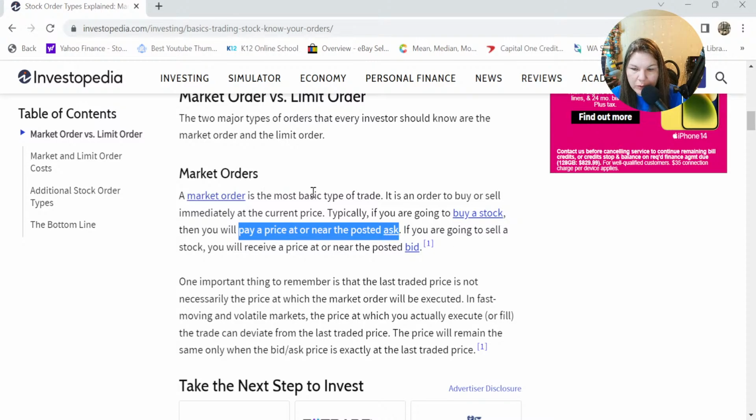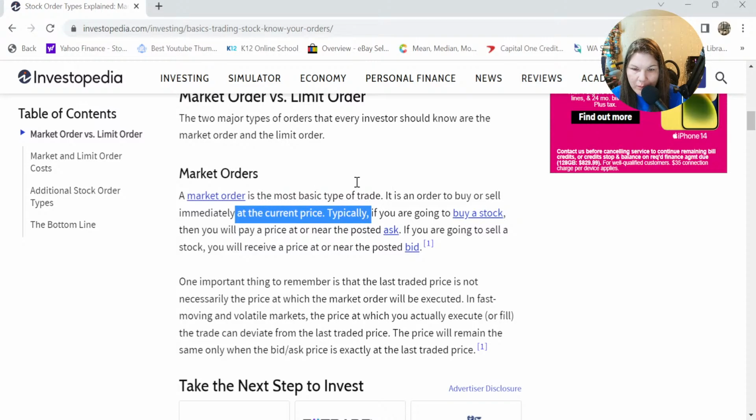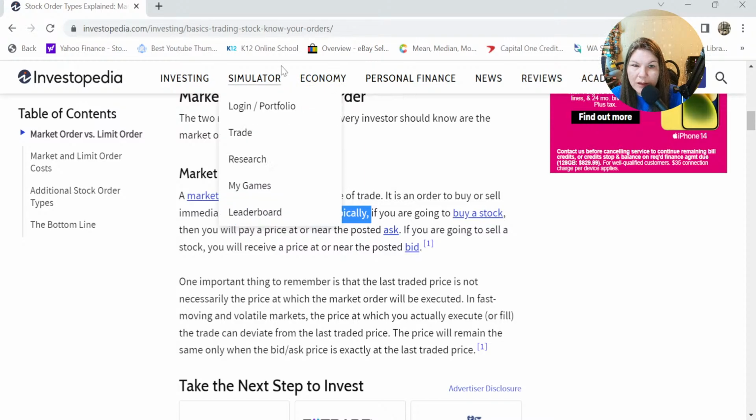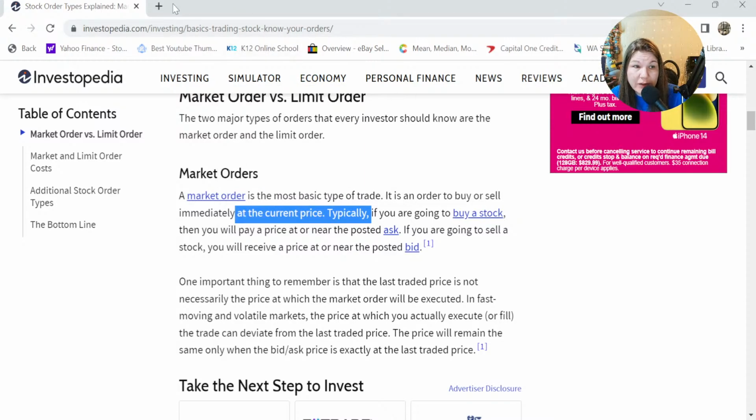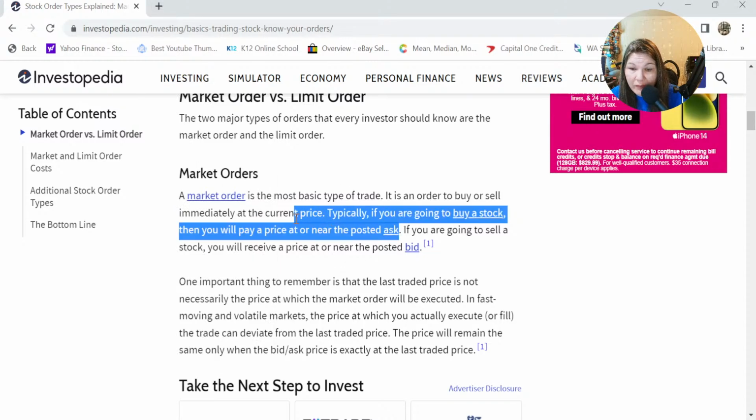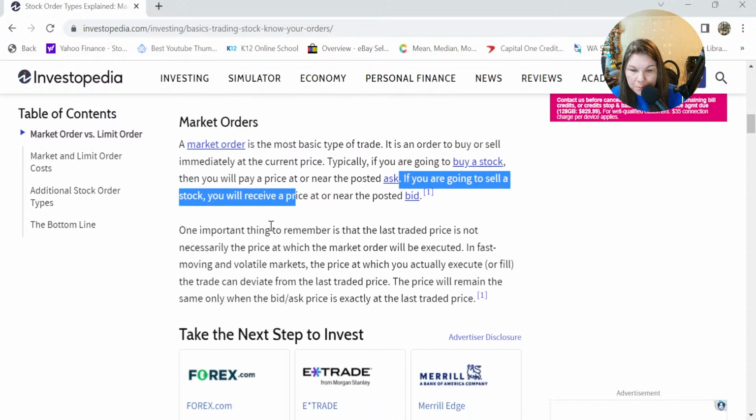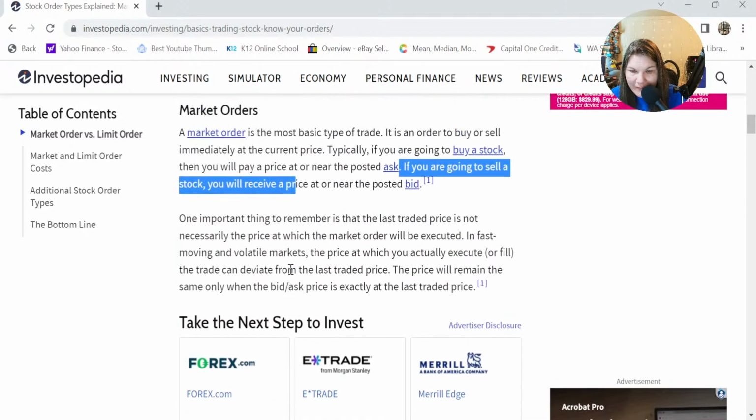A market order is the most basic type of trade. It's immediately at the current price, whatever the asking price is. And yesterday, for our example, we bought some Roblox and $62.05 was the current bid price, but we paid $62.40. So we paid 30 cents over what the current price or the market price was, because that was the closest asking price, so we could get it immediately. So a market order, guys, immediate.